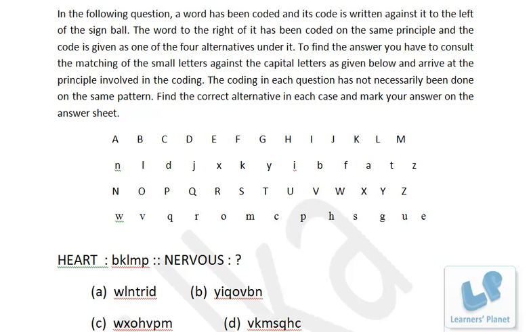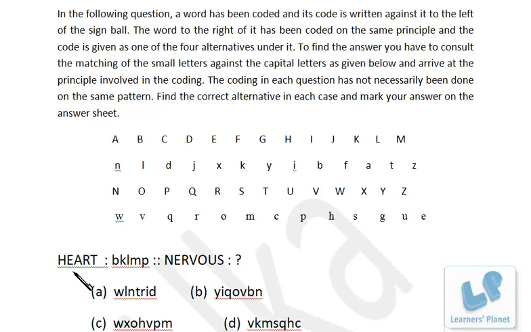Now friends, let's see this question. In the following question, a word has been coded and its code is written against it to the left of the sign. The word to the right of it has been coded on the same principle, and the code is given as one of the four alternatives under it. To find the answer, you have to consult the matching of small letters against the capital letters as given below and arrive at the principle involved in the coding. The coding in each question has not necessarily been done on the same pattern. So we have to find the correct alternative in each case and accordingly mark the answers.